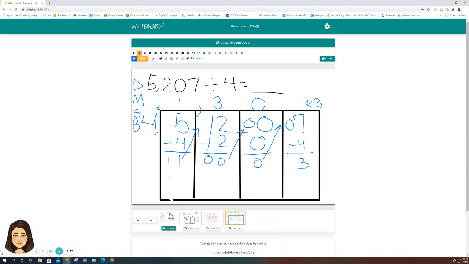You will now work on skills page 2, numbers 1 through 9. You may use a separate sheet of paper to show your work, and make sure to enter all your answers, including the remainder, on Kami.